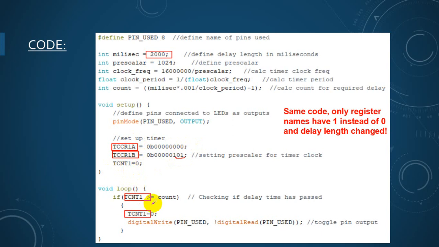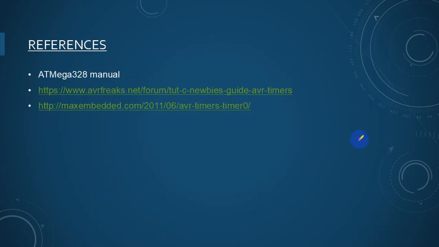Then in the loop, you compare. When timer 1 exceeds the count value, you initialize timer 1 again to 0 and take the action. You blink the LED, you toggle the LED output. Okay, in red color it has been mentioned. Same code, only register names have 1 instead of 0 and the delay length changed. That's all. Otherwise, similar to program 1. Now, there are some references you can get.